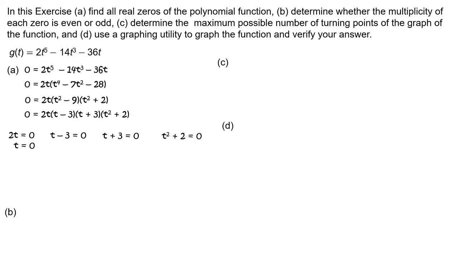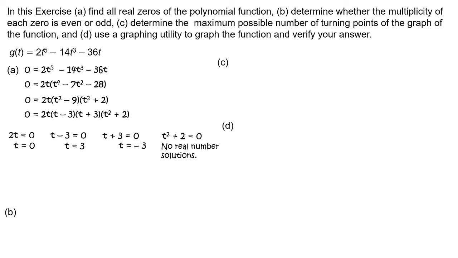To solve the equation 2t equals 0 for t, divide each side of the equation by 2. You will get t equals 0. To solve the equation t minus 3 equals 0 for t, add 3 to each side of the equation. You will get t equals 3. To solve the equation t plus 3 equals 0 for t, subtract 3 from each side of the equation. You will get t equals negative 3.